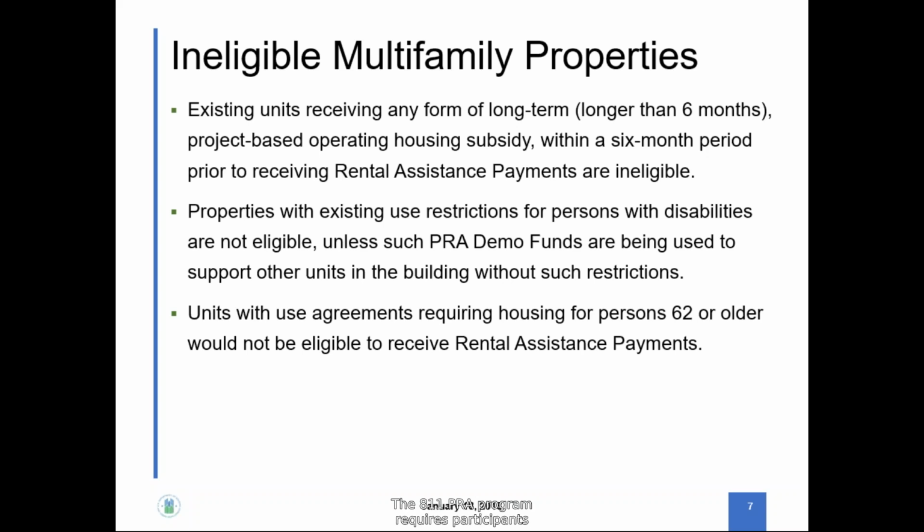The 811 PRA program requires participants to be at least 18 years old and under the age of 62 at the time of entry into the program. A property can have some age-restricted or senior housing requirements, but on units, if they agree to accept 811, they have to accept PRA tenants of any age for those 811 units.